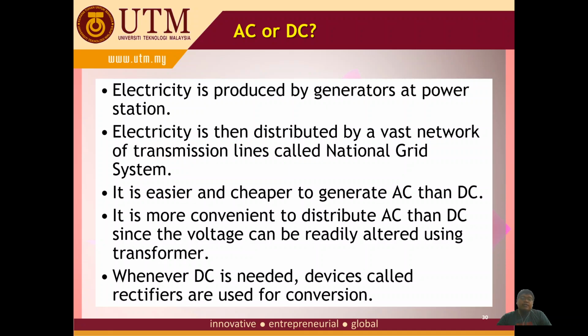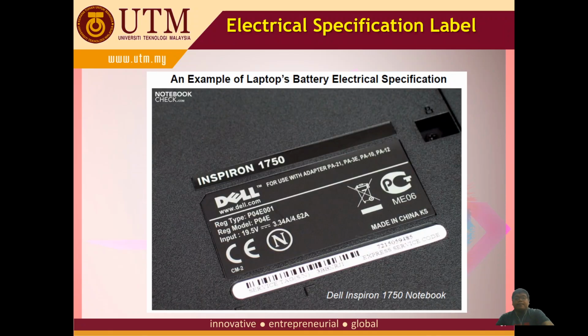Whenever DC is needed, a device called a rectifier is used for conversion. For example, your house is using the AC system. If you want to charge your laptop, which uses the DC system, you use a rectifier. Everybody uses a charger, right? That charger contains a rectifier. Maybe we always call it a charger, but actually it's a rectifier, a conversion from AC to DC.